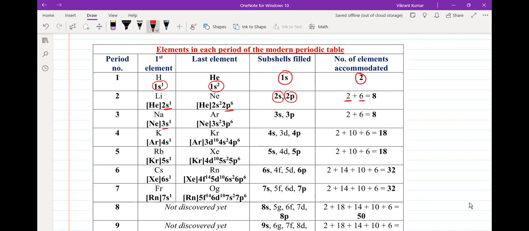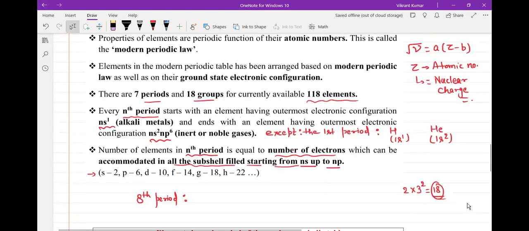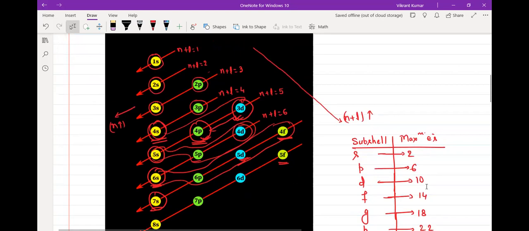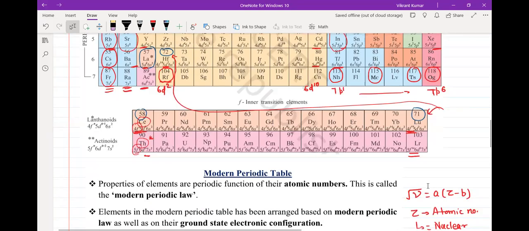Similarly, you have to know the sequence, the n plus l rule I told you about here. Always see this: the first period is 1s only, the second period is 2s 2p, the third period 3s 3p, the fourth period 4s 3d and 4p, then 5s 4d and 5p, 6s 4f 5d and 6p, 7s 5f 6d and 7p. That's the sequence we are going to fill.